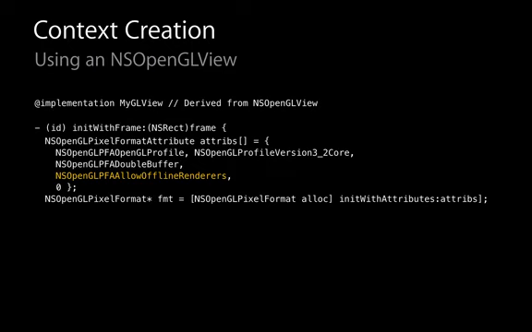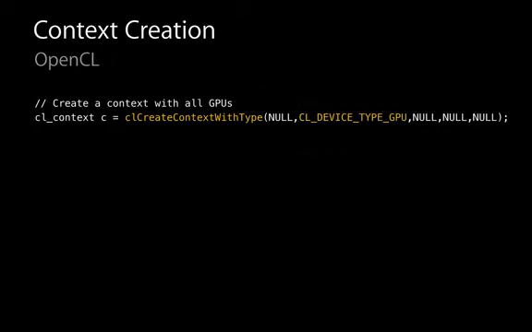And then at the bottom, this is the important piece for the Mac Pro. At the bottom, I also said that I wanted to allow offline renderers. And now, when I create a GL context using this pixel format attribute list, by passing it up to the superclass, I'll get a context object initialized that has all of the devices in the system. And that's really the important part.